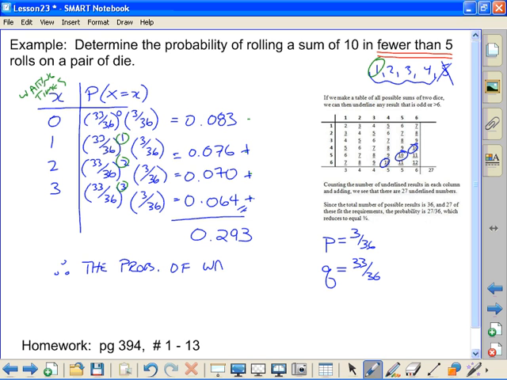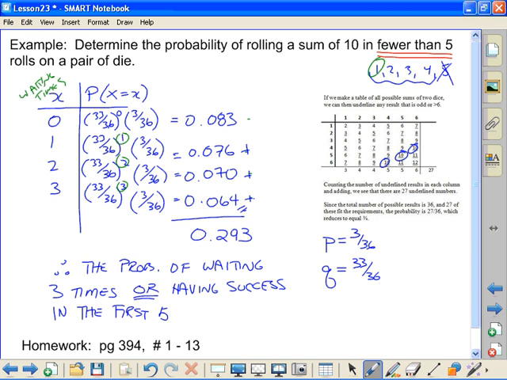of waiting 3 times or having success in the first 5 rolls is 29.3%. Okay, so that tells me that if I'm going to roll a 10 using the dice, there is a 29% chance that I'm going to do it in the first 4 rolls. All right, and that's what that means.